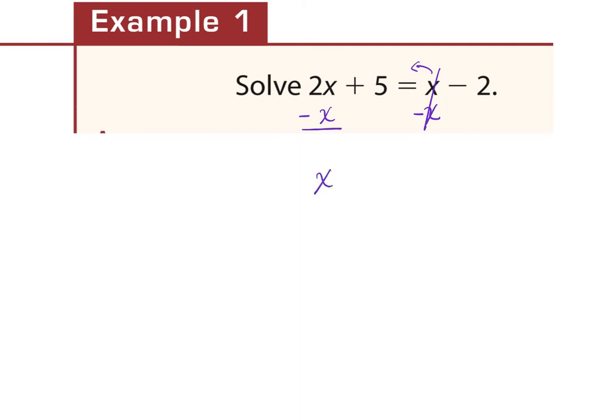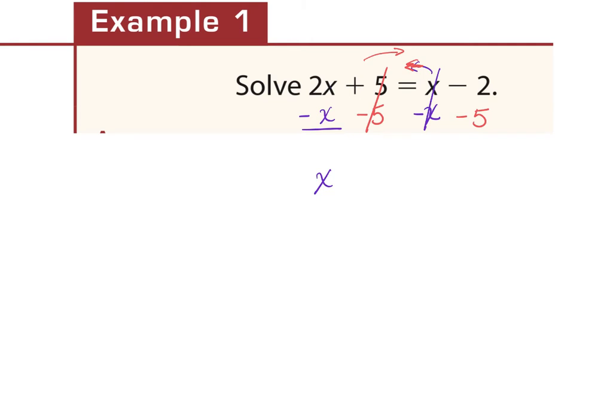1x, right? Now, since I moved my x's to this side, I want to move all my numbers to the other. So I want to cancel out this 5. How do I cancel out a positive 5? What do I do with it? So I'm going to subtract 5 here. 5 minus 5 equals 0. And I'm going to subtract here.